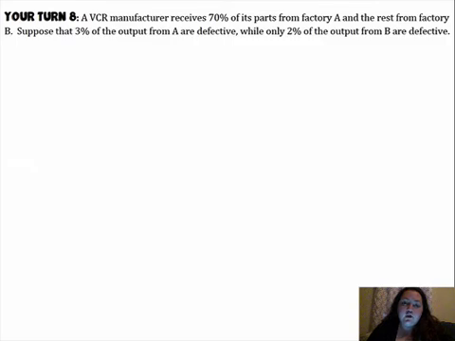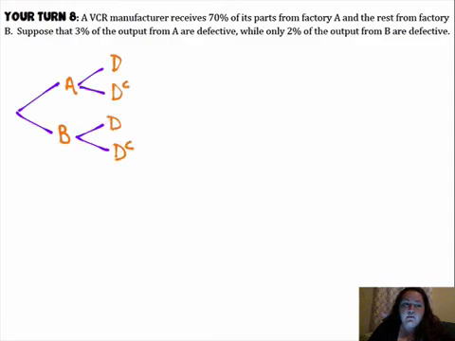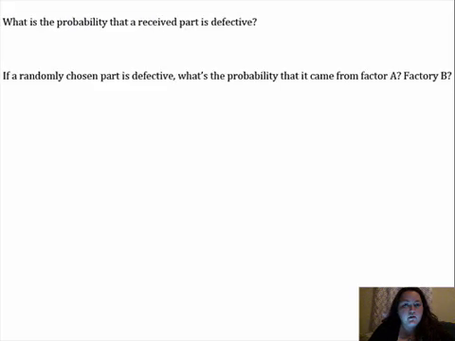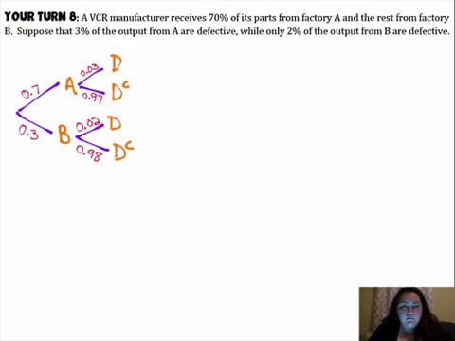Alright, your turn, number 8. I want you to pause and try this one. A VCR manufacturer receives 70% of its parts from factory A and the rest from factory B. Suppose 3% of the output from A are defective and only 2% of the output from B are defective. So I have company A and B. I have defective and non-defective.